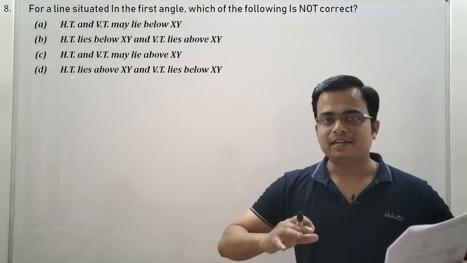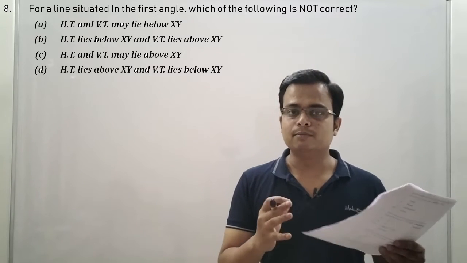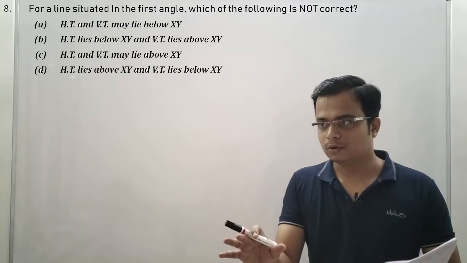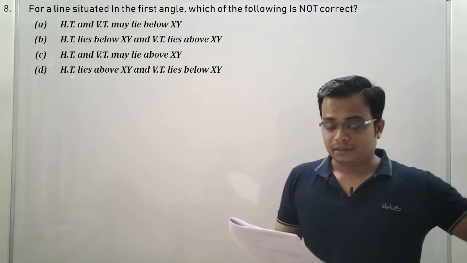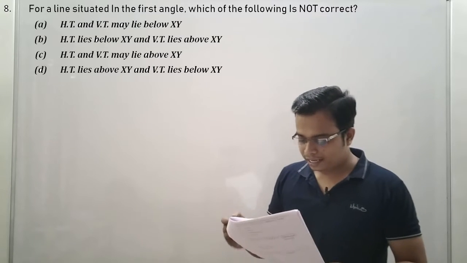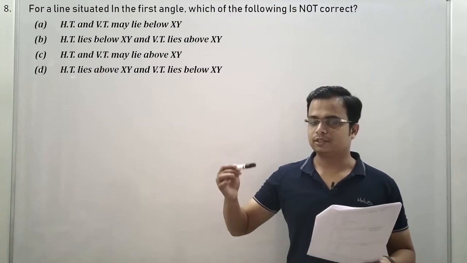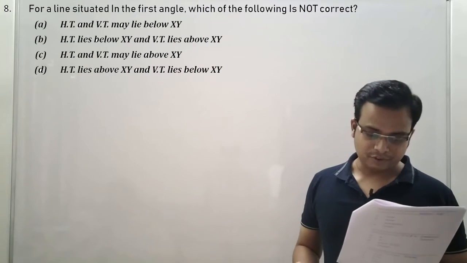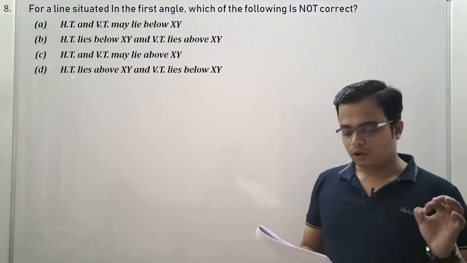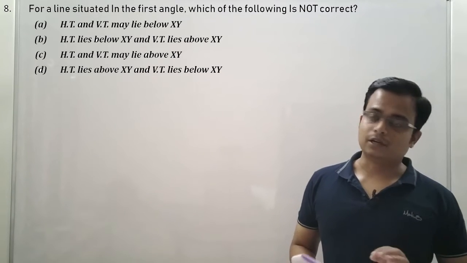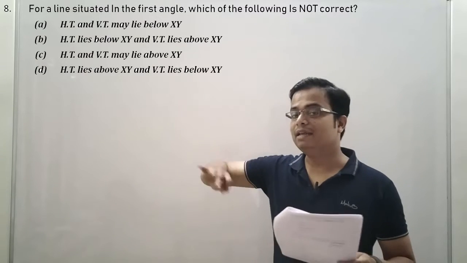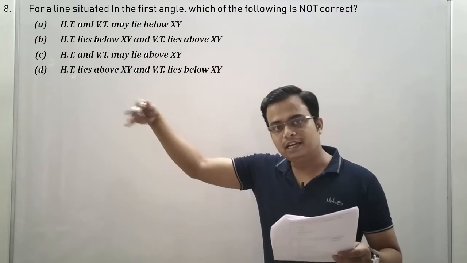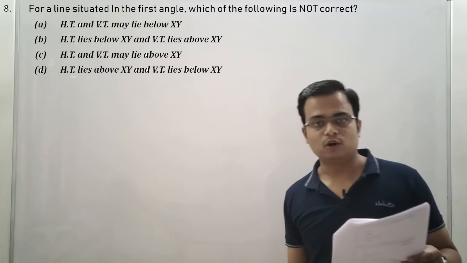Now, if a line is inclined to both HP and VP, you will be getting both the traces, that is horizontal as well as vertical trace. Okay, fine. Let me read the question. For a line situated in first angle, so the line is situated in the first quadrant, you can say, above HP and in front of VP, which of the following options is not correct? Now this particular problem can be solved by eliminating the options. So whichever option is correct, you eliminate that option and try to focus on the remaining options.